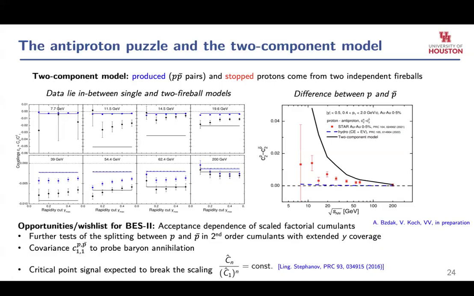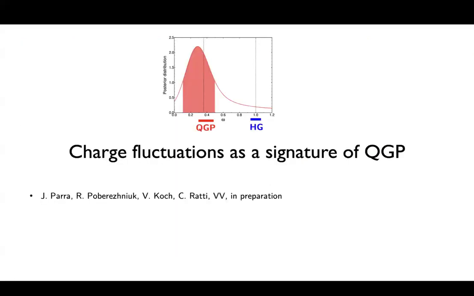Presumably, the splitting is still there. The error bars are pretty small here already in BES-II. But then looking at high order cumulants is a new possibility. And well, it's still in the works, but the covariance of proton and antiproton can also be used to probe baryon annihilations. There are some early indications that we see. So this observable, which was not explicitly published in BES-I, I would like to see in BES-II.